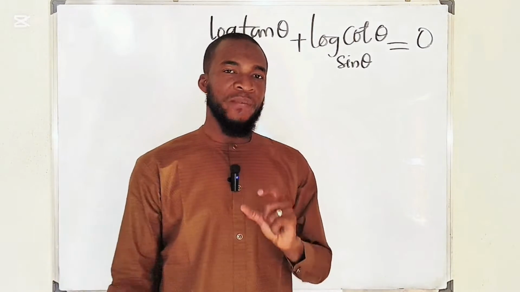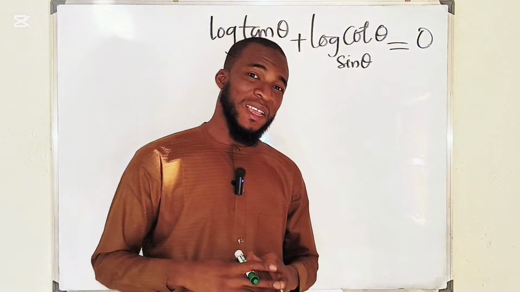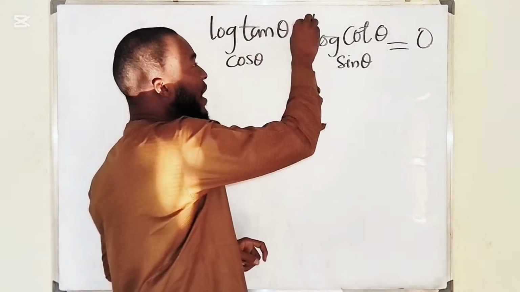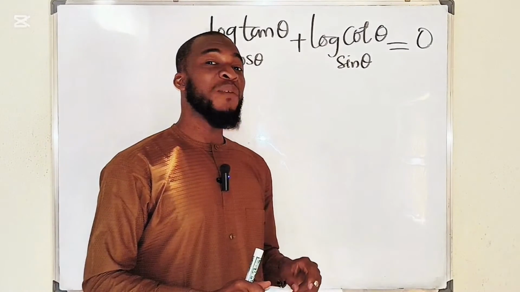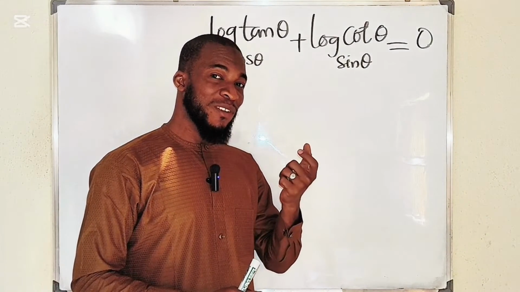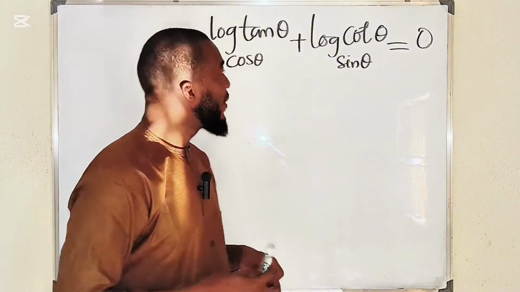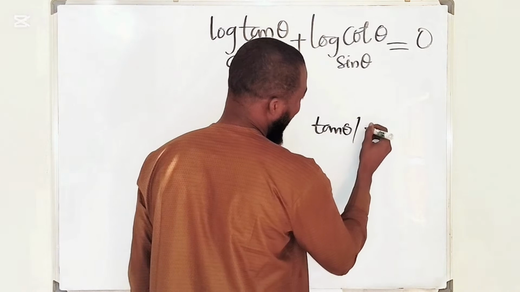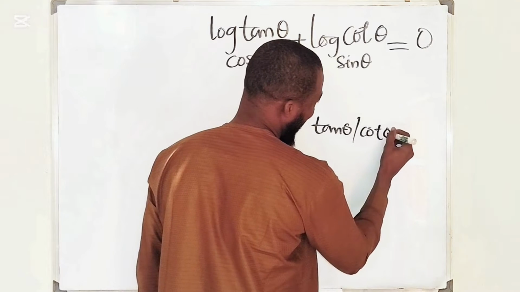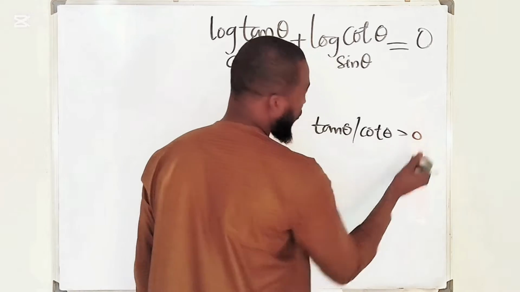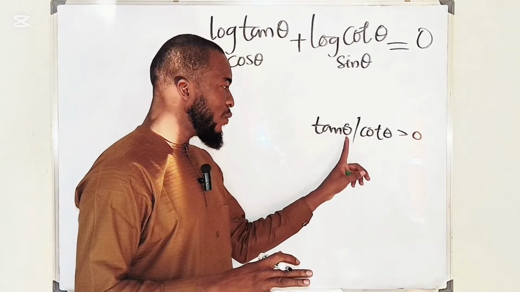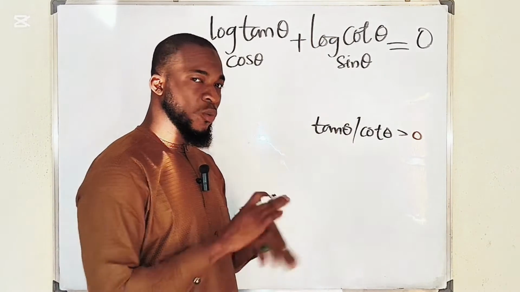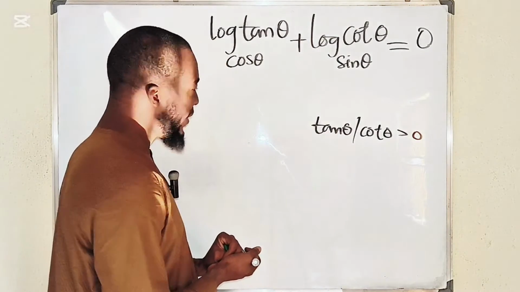If you are not careful enough, you can never solve this problem. Why? Remember, it is linked with logarithm. And in logarithm, the arguments can never be negative, can never be equal to 0, always greater than 0. So it means that both tangent of theta and cotangent of theta must be greater than 0. So any value of theta that you put here, simplify and get a negative result or 0, we don't want it. That's the first thing.